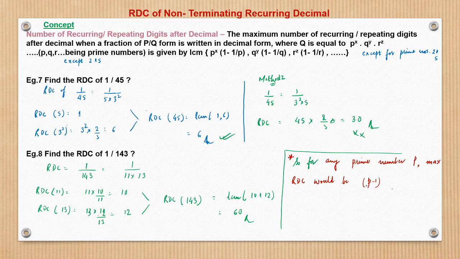This is nothing but Euler's totient, because for a prime p, Euler's function is p into 1 minus 1 upon p, which can be written as p into p minus 1 upon p. It cancels out, so it becomes p minus 1. So from Euler's we have derived this.